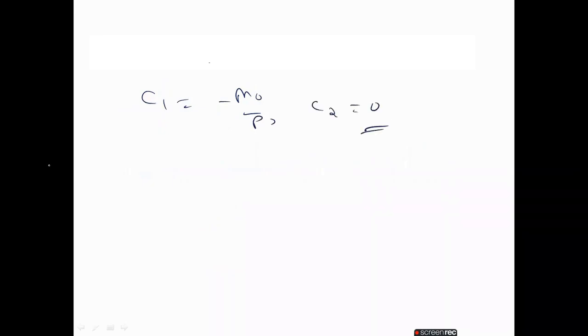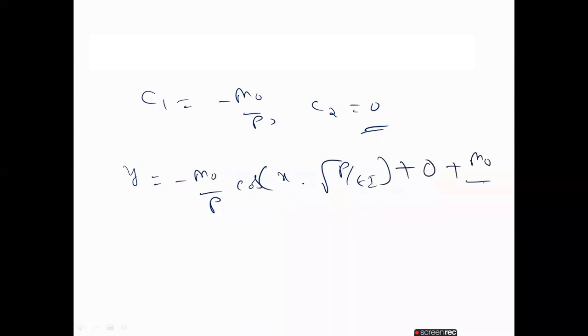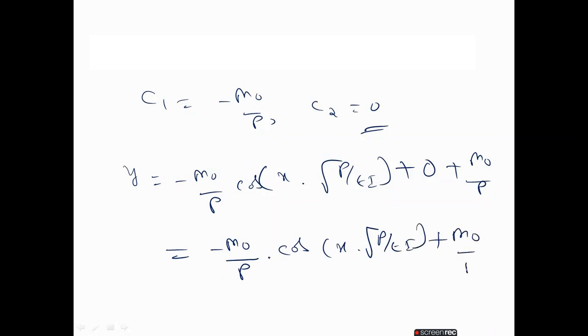Now we will substitute in equation 1. If you observe equation 1, we get y equal to minus m naught by P cos x square root of P by EI plus C2, which is 0. So finally we got y equal to minus m naught by P into cos x square root of P by EI plus m naught by P.